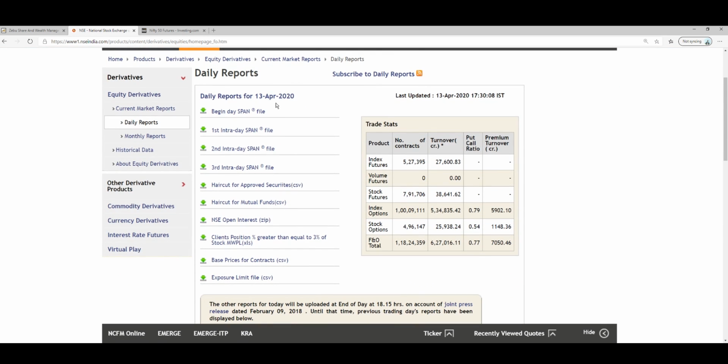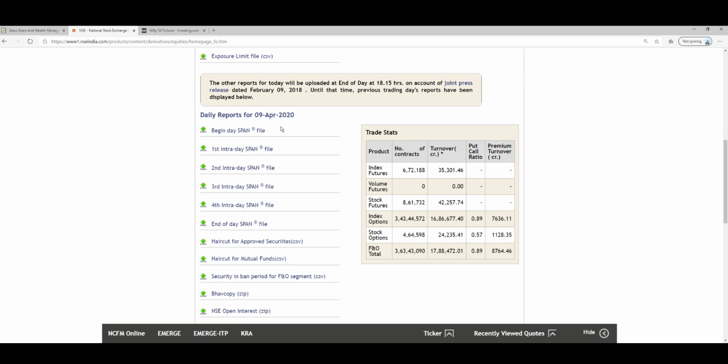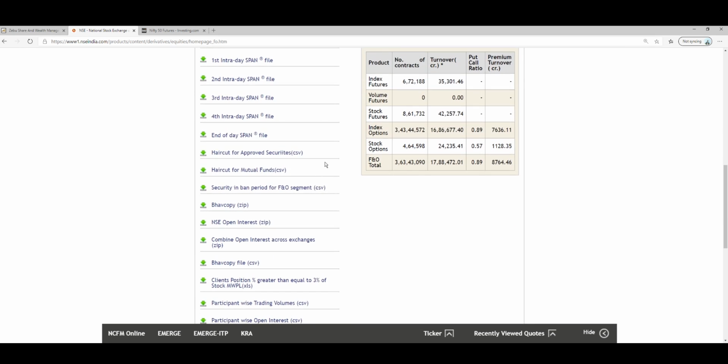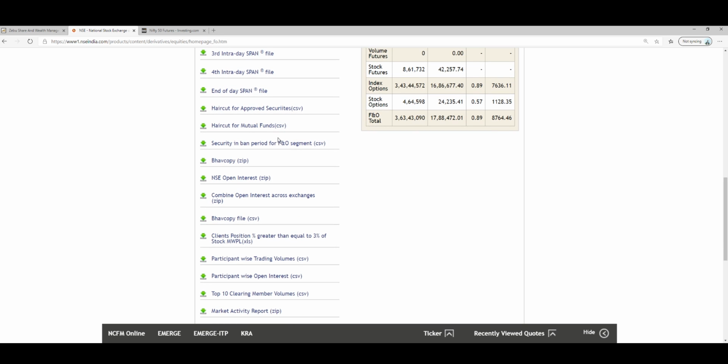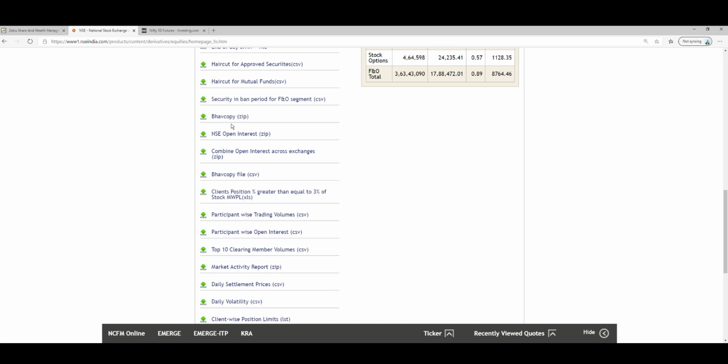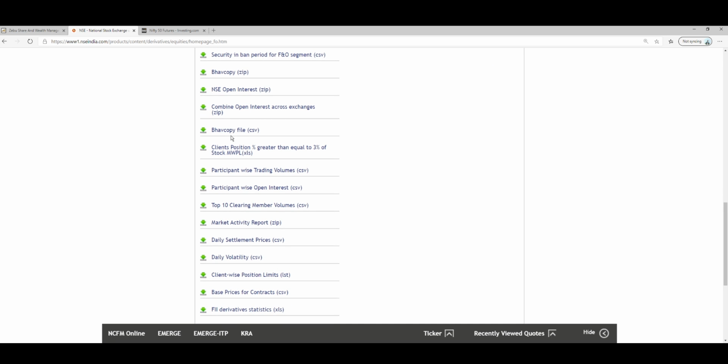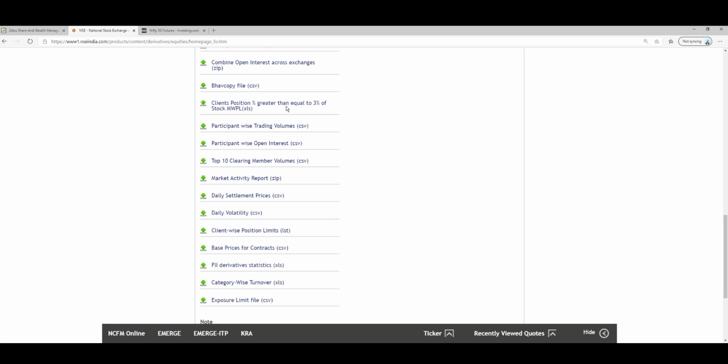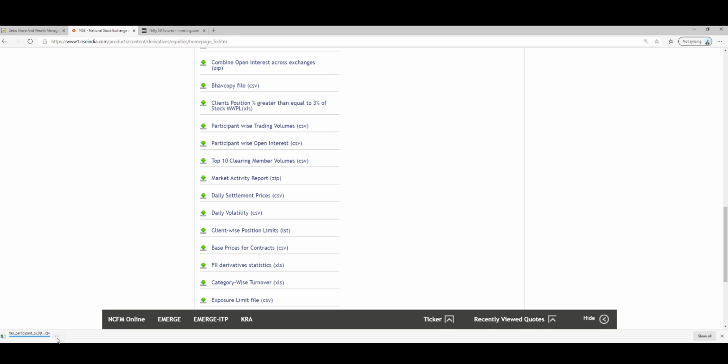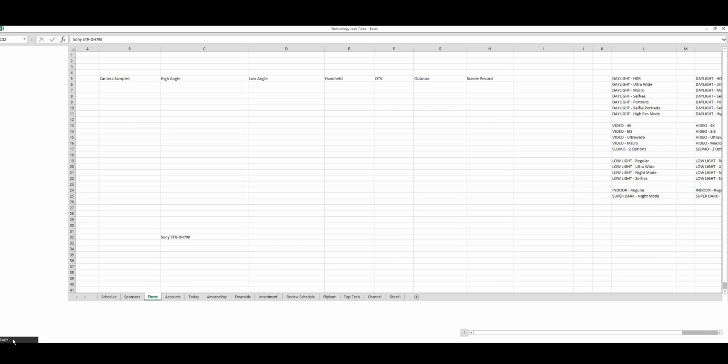So this is the daily report for Wednesday's trading, and this is the report for today's trading. Here you can see the span files. Okay, you can see the haircut for approved securities, haircut for mutual funds, security in ban period, BOW copy, NSE open interest, combined open interest, client's position greater than or equal to 3% of the stock market-wide position limit, participant-wise trading volume. Okay, so what we want is participant-wise open interest, because we are interested in knowing FII's open position. So you click this and a file will be downloading, and open that file.